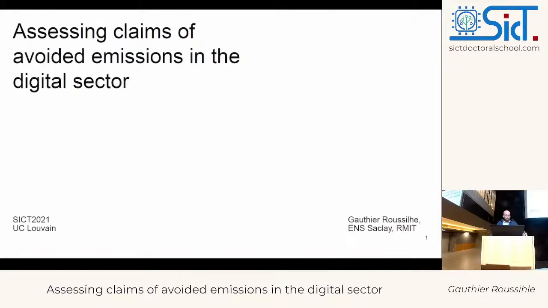So I was looking at positive impacts. How do we calculate that? And the thing is, there is very little claims of positive impacts of ICT on other sectors. And actually, the only claims around positive impact come from industrial literature. So as a way to start my research on positive impacts, I started to look at the claims and at the calculation of existing claims of avoided emissions in the digital sector, or thanks to the digital sector.